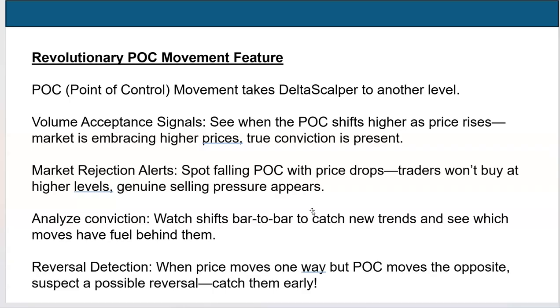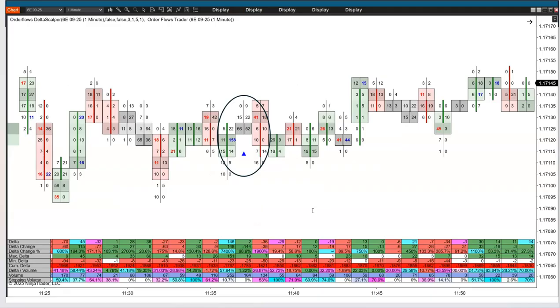And so the POC movement feature really covers a lot of ground in what's taking place in the market. One of the ways that it is very useful is getting you out of bad trades. A market that's going sideways isn't really a great trading market. So you can see, this is a signal that was generated with Delta Scalper, and this market just continued to go sideways.